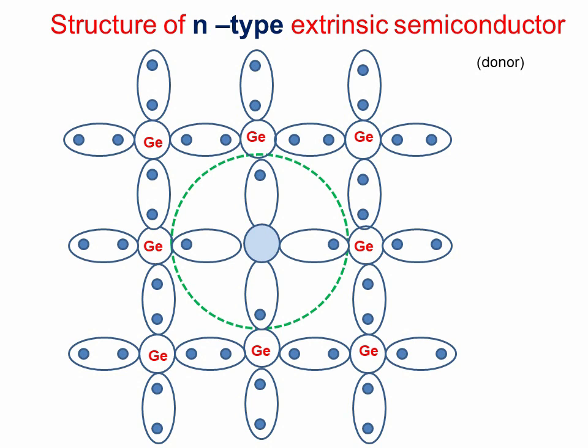See inside the green ring. Now, phosphorus P is replaced. It has 5 valence electrons. On all 4 sides, they made covalent bonds. One electron of phosphorus does not have a pair, and hence it moves randomly. This electron is called a free electron. Here the majority charge carriers are free electrons, and the minority charge carriers are holes.